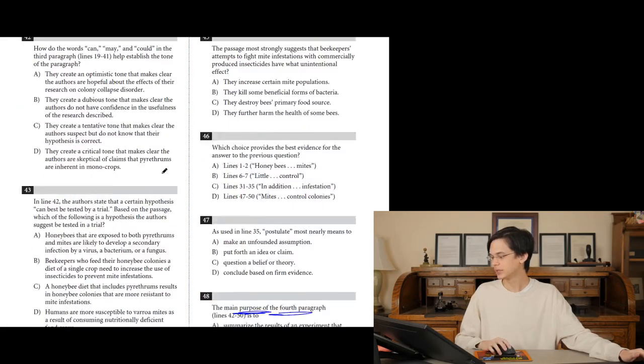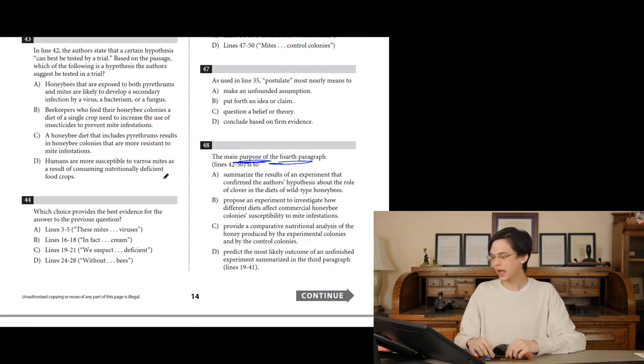So let's look at the answer choices. The main purpose is to A, summarize the results of an experiment that confirms the author's hypothesis. We didn't summarize an experiment because the experiment was never done. Up to this point, we have not done an experiment. The paragraph is hypothesizing and talking about how to create the experiment. So it can't be A.